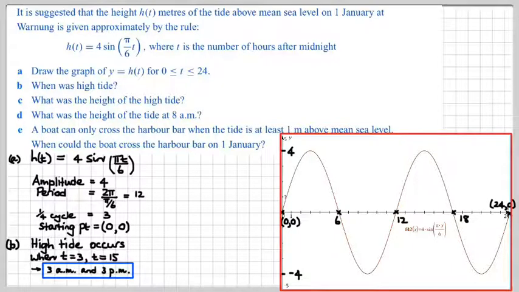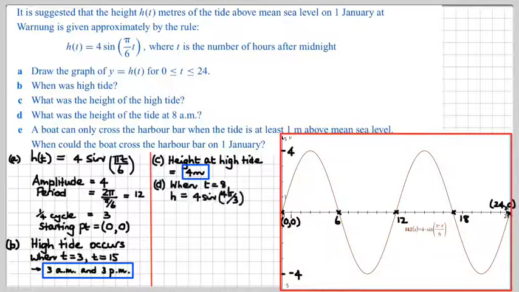Alright? Now, what was the height of the high tide? Well, that's an easy mark, isn't it? Goodness. 4 metres above mean sea level. Yes? Good. What was the height of the tide at 8 AM? Well, I think we just need to plug t as 8 into the equation and work out what you get from that.